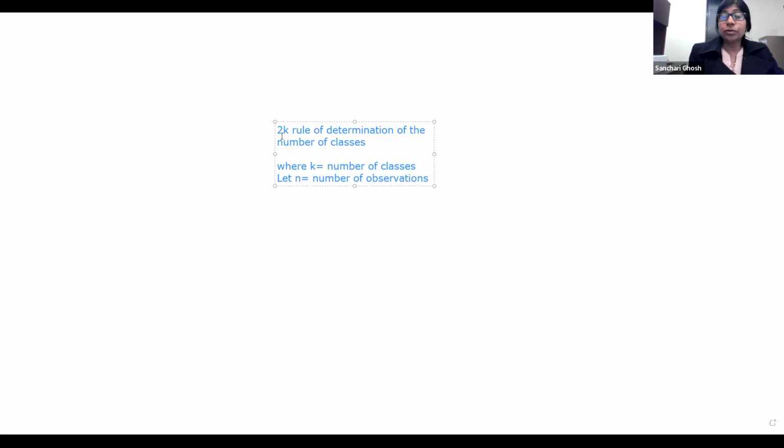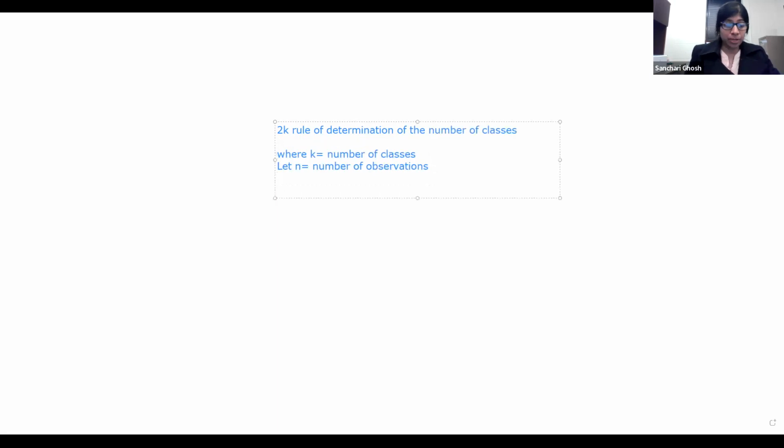So what does the 2K rule say? The 2K rule says you compare that 2 to the power K to the number of observations. This rule must be satisfied. So for instance, let's suppose we have 110 observations, a number of data points. Observations are nothing but data points given to us. The 2K rule would be like this.